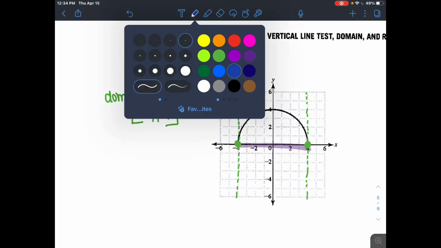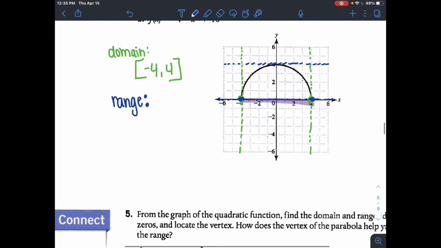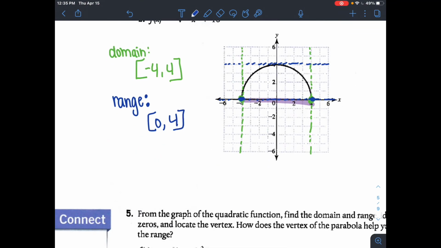All right, then we have our range. Those are my y values going up and down. So how far up does my graph go? It goes up to here, and it goes down to here. Again, closed circles right there. Okay, so the bottom is 0, and the top is 4. Again, closed brackets because it could also be 0 and 4.